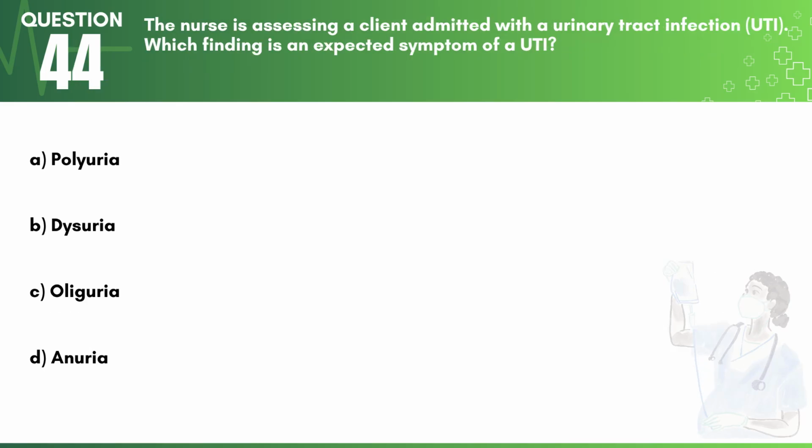Question 44. The nurse is assessing a client admitted with a urinary tract infection, UTI. Which finding is an expected symptom of a UTI? A. Polyuria. B. Dysuria. C. Oliguria. D. Anuria.